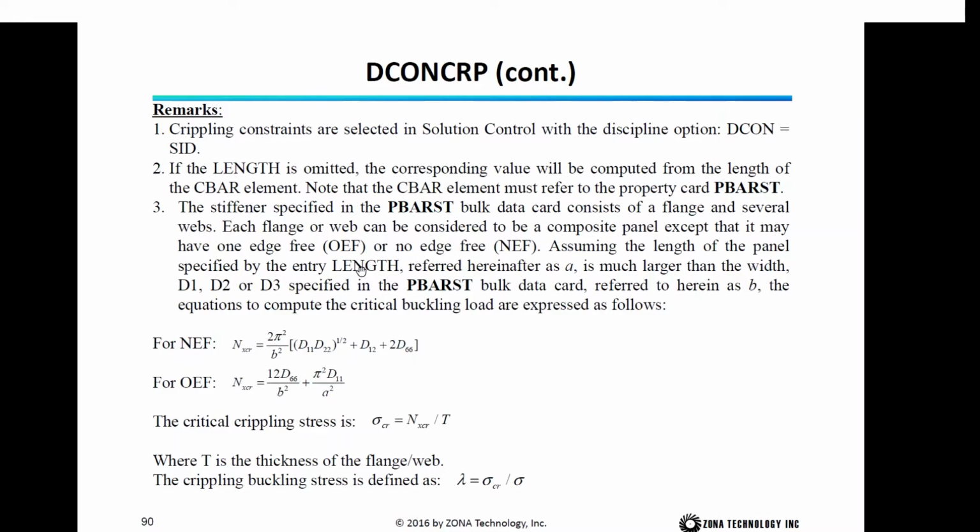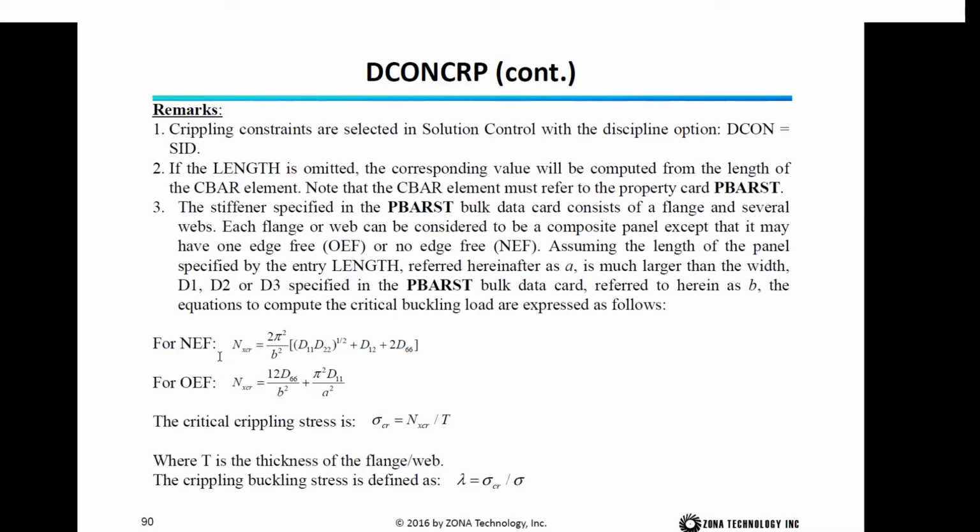Assuming the length of the panel specified in the entry, referred to as A, is much larger than the width, D1, D2, D3 specified in the PBARST card, referred to as B, the equation to compute the critical buckling load is shown as follows.